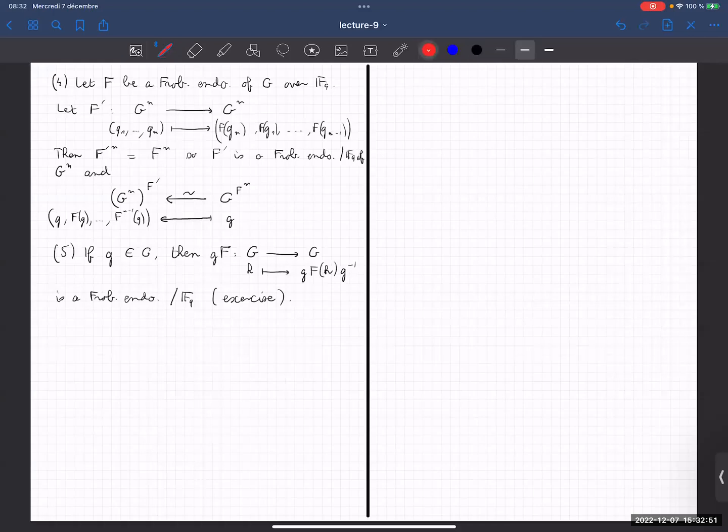Okay. So I can start immediately with the main theorem of today. If you remember only one thing of this lecture, this is the following theorem, which is not very difficult, but very, very useful. This is Lang's theorem. So I fix, until the end of this lecture, a Frobenius endomorphism F on G over F_q.